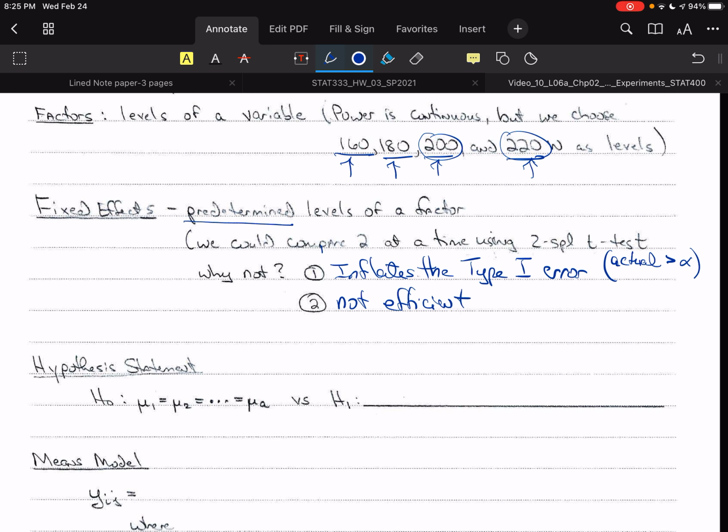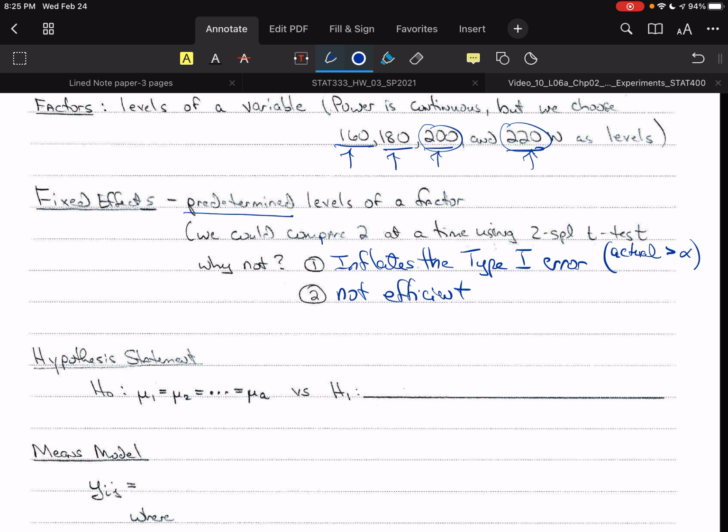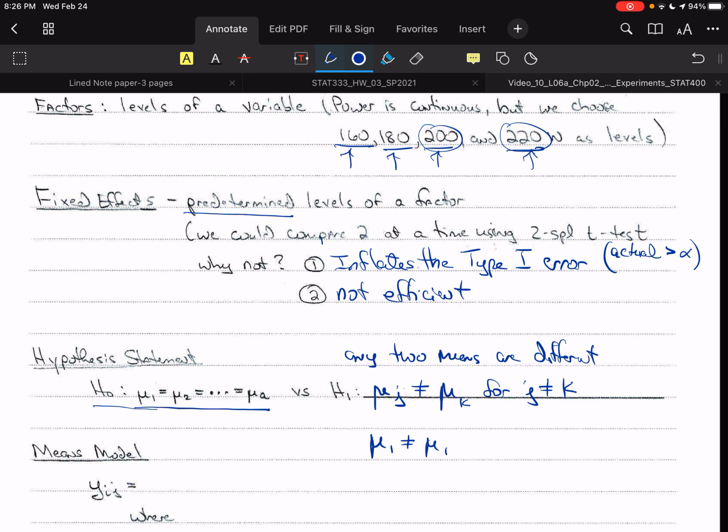Yeah. So the hypothesis statement. Again, we're testing that the means of the different treatment levels are the same. So the null hypothesis is easy to write if we're going to use mu. Okay. And then we have to say versus if any of them are different. So any 2 means are different. And how we write that is mu j not equal to mu k for j not equal to k. What in the world am I saying? What I'm saying is we're not going to say that mu1 is not equal to mu1. That doesn't make any sense. So that's why we're saying that j is not equal to k.